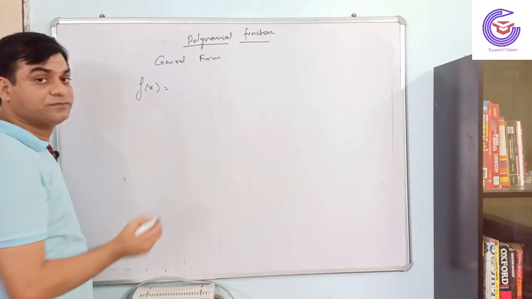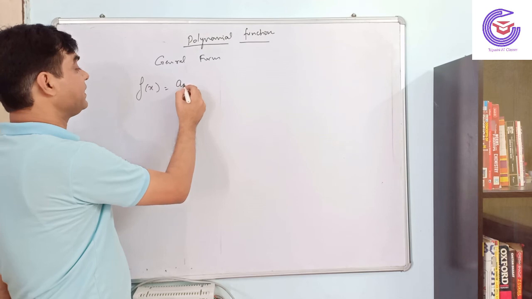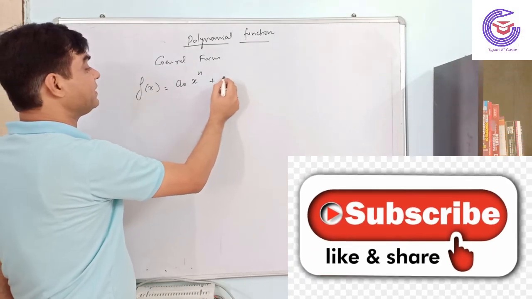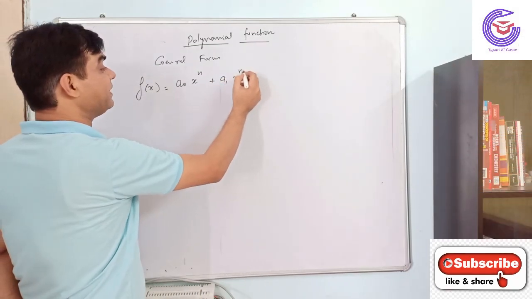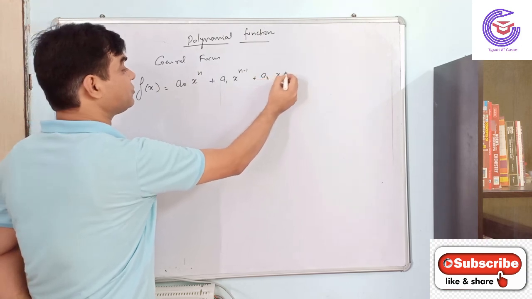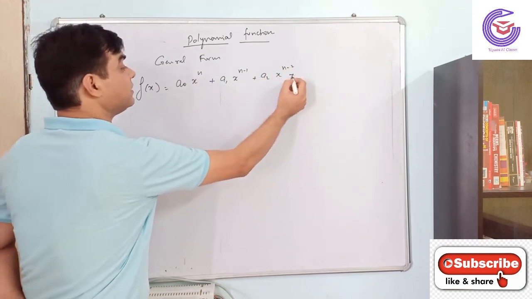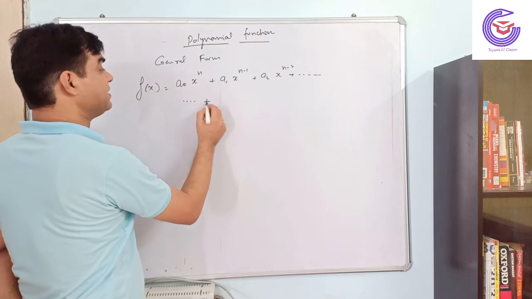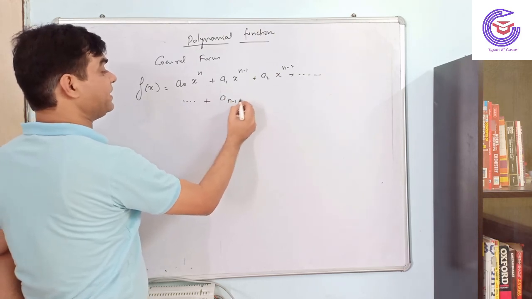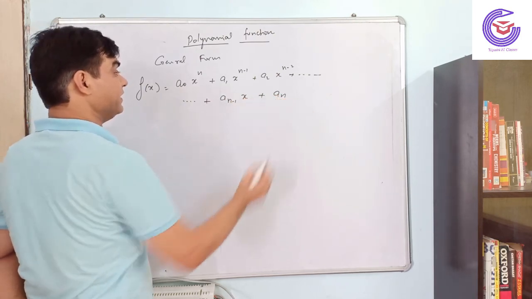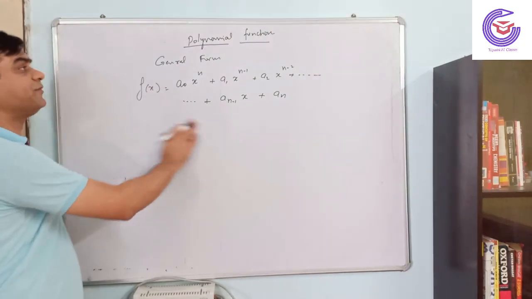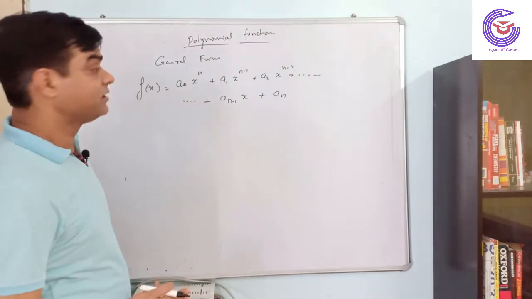f(x) is equal to a0 x to the power n, a1 x to the power n minus 1, a2 x to the power n minus 2, and then it's a(n-1) x plus an. So this is the general form of polynomial function.